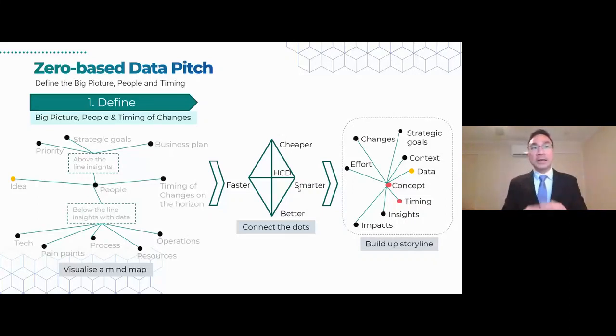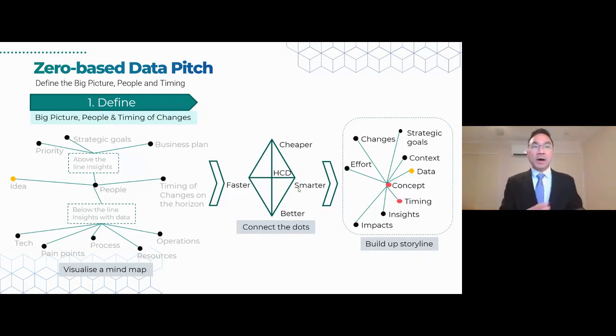If I have successfully connected those three points, then I will expand to those above the line insights and below the line insights with data, as you can see on the screen. Like I said, I will read through the company's organization strategy, business plan, strategic goals, current pain points or current focus. I will connect those dots to the idea and the people and the time that I have collected.